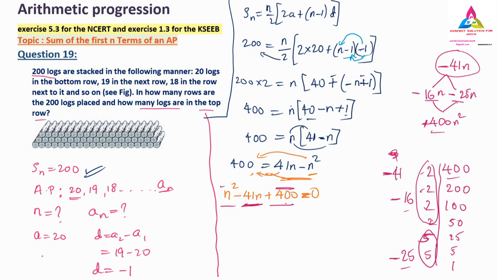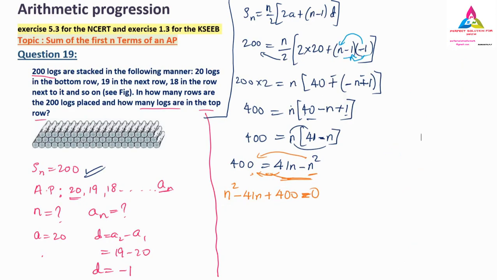If you multiply them together, minus into minus is plus, 16 times 25 is 400, and n into n is n square. So this is how to find the splitting of the middle term. Now we continue: n square as it is, minus 16n minus 25n, then plus 400. Only the middle term we have to split, and the other two terms we keep as they are. I have kept n square and 400 as it is, but minus 41n I have split into minus 16n and minus 25n.